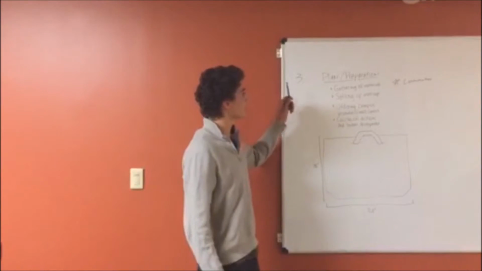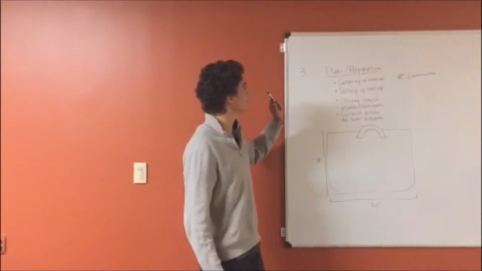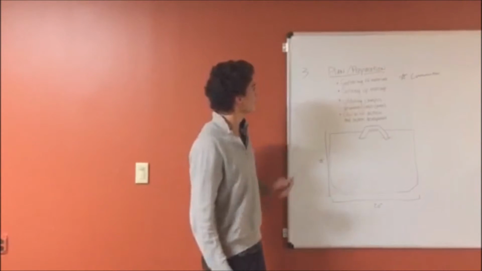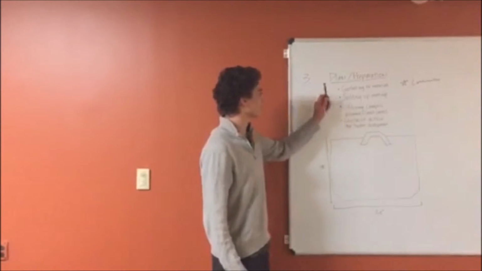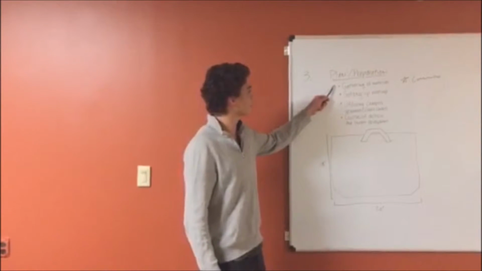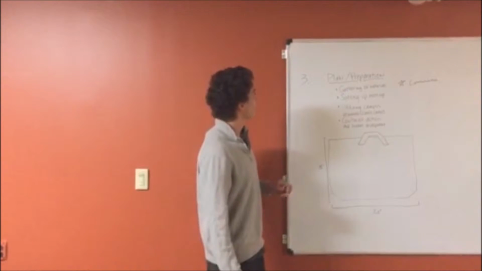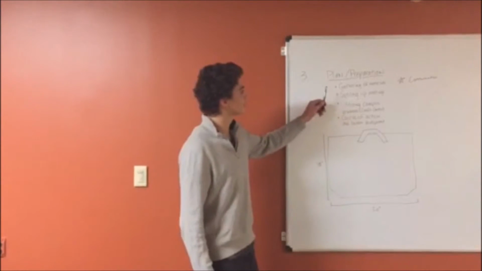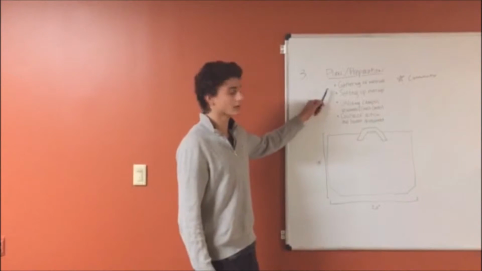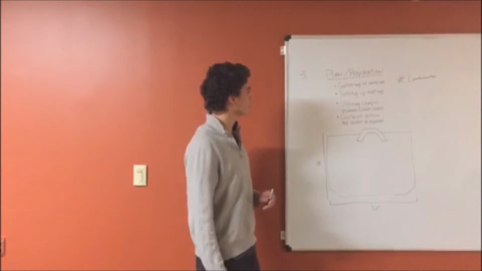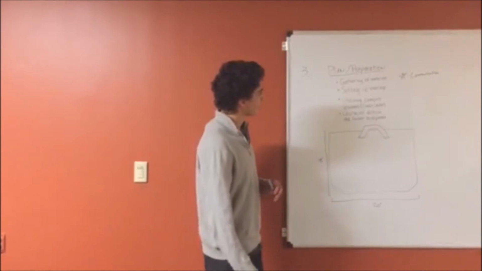The third and a very important part of the engineering design process is planning and preparation. One thing we had to plan was the gathering of materials to stay in budget. We had to figure out who was getting what. We could only use $40. Another part was setting up meetings so we could stay on track for our weekly goals, to get done what we needed to get done.